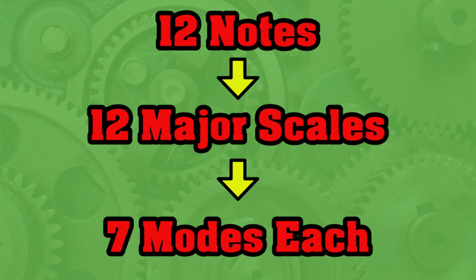So we just looked at the modes of the C major scale. The C major scale has 7 modes. We could have worked through the exact same process for the D major scale, which also has 7 modes. We could have worked through the same process for the E major scale, which also has 7 modes. All of the major scales work exactly the same way.